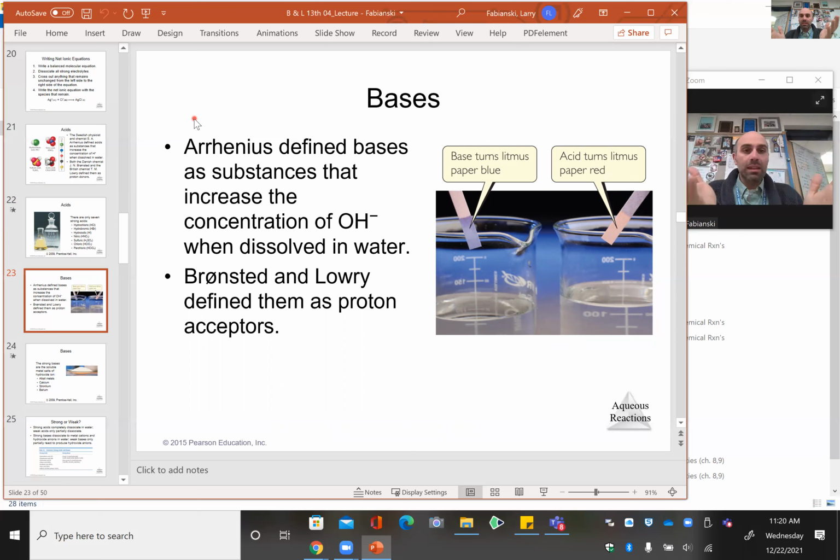Notice when we talk about litmus tests, acid always turns litmus paper red. Base always turns litmus paper blue. How can you remember that? Base blue, BB, right? Base turns red litmus paper blue. Acid turns blue litmus paper red.